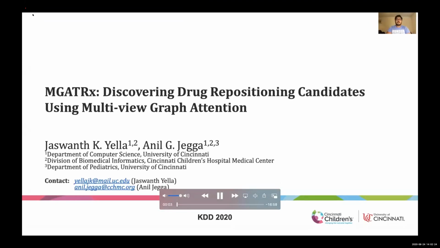Hi, my name is Jaswant Yella, and I'm going to be presenting our work on MGATRX, a multi-view graph attention-based drug repositioning algorithm. This is a joint work with Professor Anil Jacob.